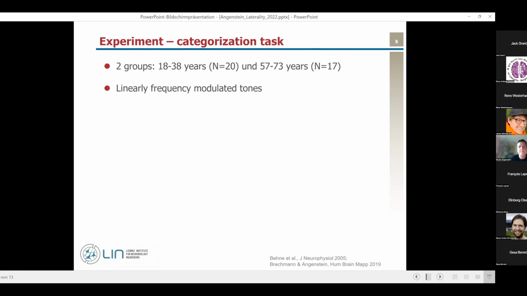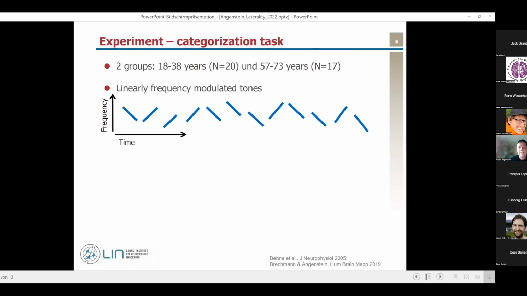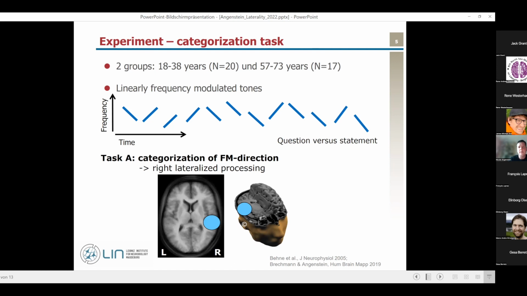For one of the tasks, the so-called categorization task, we presented linearly frequency modulated tones to the participants in a block design. And the task for the participants was to differentiate whether the frequency was modulated downward or upward. This is important, for example, when you differentiate a question versus a statement. During a question, in the end, the frequency would rise, whereas it will not during a statement. For this task, it has been shown that this is strongly processed right lateralized. This is not only the case in humans, but it has also been shown, for example, in rodents. In the next slides, you will always see such slices through the brain. And here the blue circle shows you roughly the area of the auditory cortex.